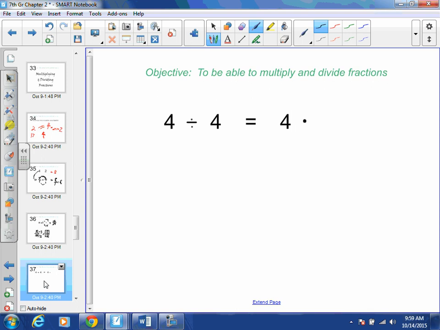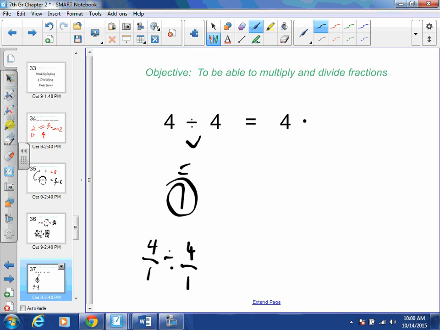Okay, so now we're going to talk about dividing and why the process we use to divide fractions works. If I take 4 divided by 4, I get 1, right? Remember we could also write that as 4 over 1 divided by 4 over 1. I get 1.